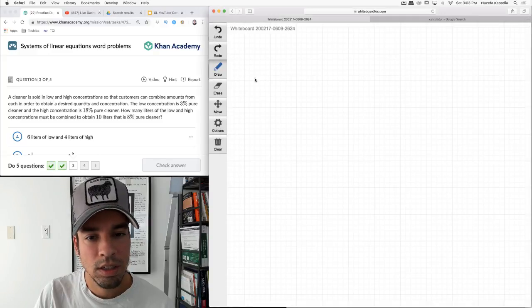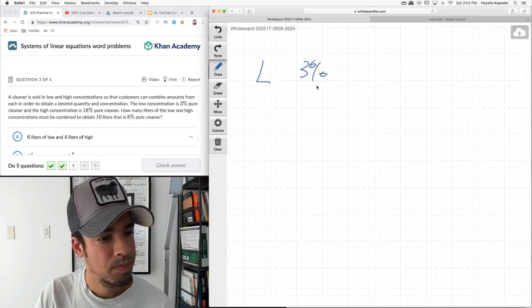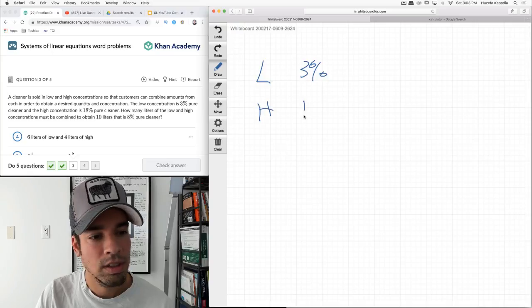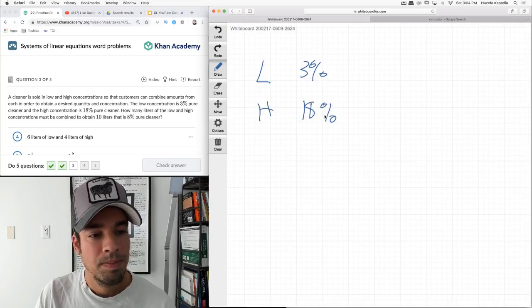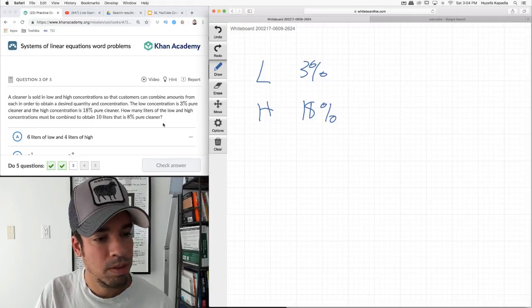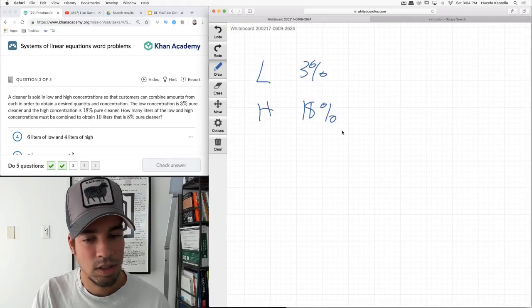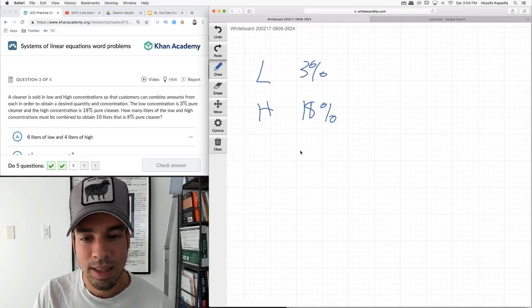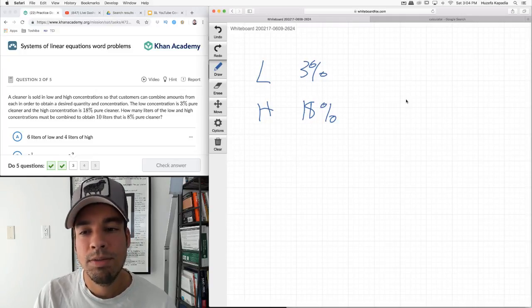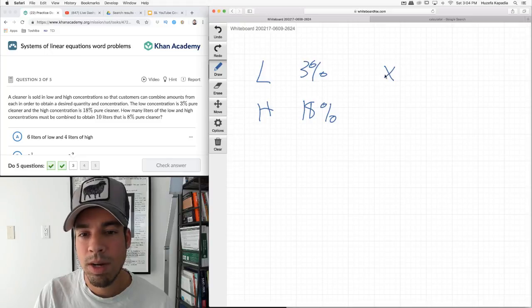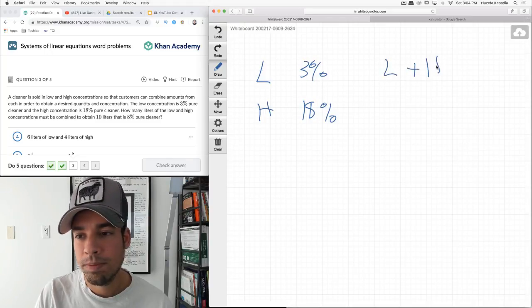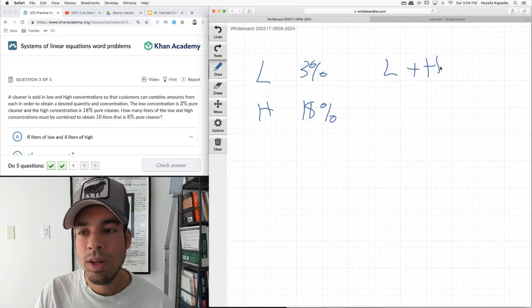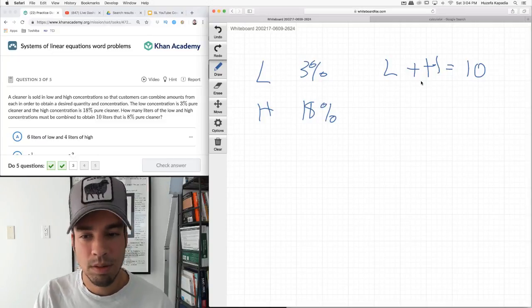Low concentration is 3%, and the high concentration is 18%. This one's probably going to be good to rely on our calculator. How many liters of low and high must be combined to obtain 10 liters? Okay, here's how you approach a problem like this. Let's call the amounts L and H. We don't know what L and H are, but when added together, they equal 10. There's equation number 1, pretty straightforward.